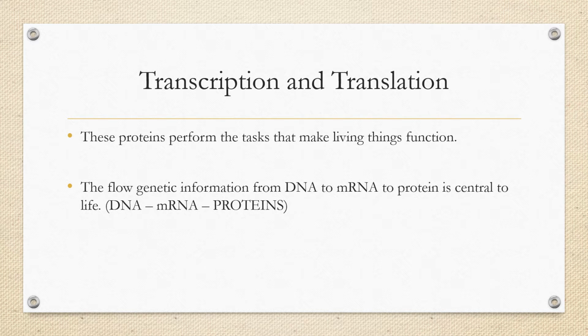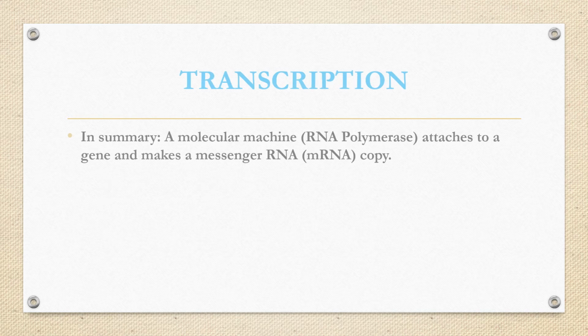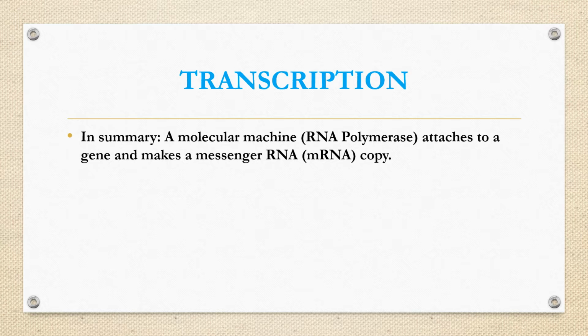These proteins perform the tasks that make living things function. The flow of genetic information from DNA to mRNA to proteins is central to life. So, DNA to mRNA to proteins. Transcription, in summary, is a molecular machine, or RNA polymerase, attached to a gene that makes a messenger RNA, or mRNA, copy.